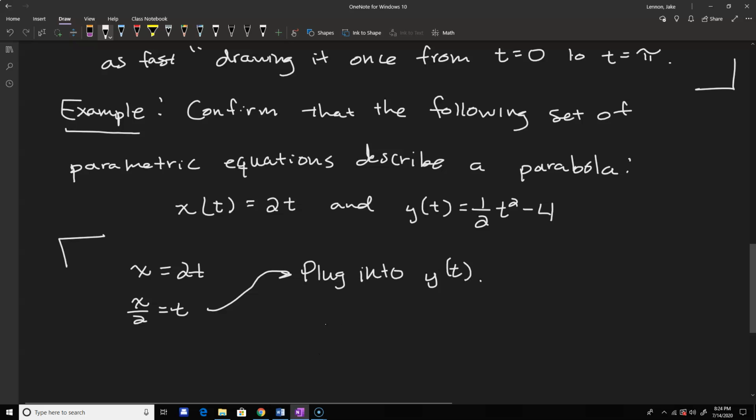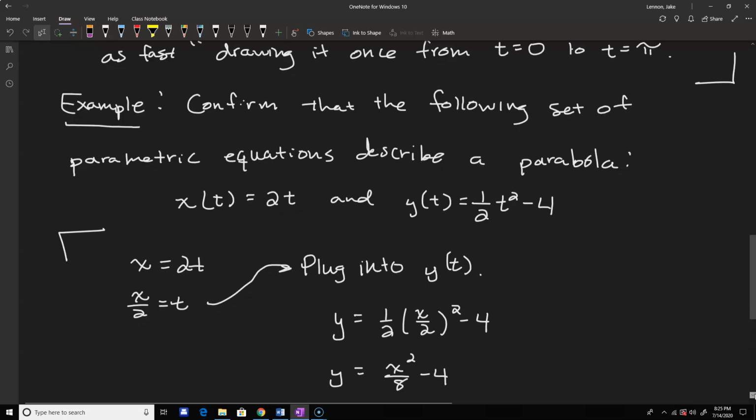And rather than writing y of t like with differential equations, I'm just going to write y. y will equal 1/2 times x over 2 quantity squared minus 4. And we see we end up with something of the form y equals x squared over 8 minus 4, which is clearly a parabola. It's essentially x squared flattened and shifted down 4 units.